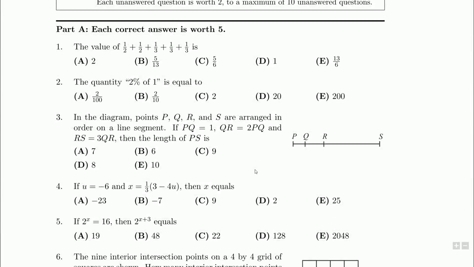In the last video, we saw question number 1 on our 2010 Fermat paper, which means we are up to question number 2. The quantity 2% of 1 is equal to... Alright, so we've got a few options. The first few I note are fractions, the others are whole numbers. Okay, so I'm not just going to plug this in on my calculator unless I know how to, on my calculator, convert a decimal into fractions.